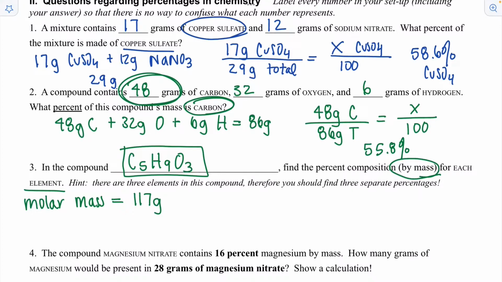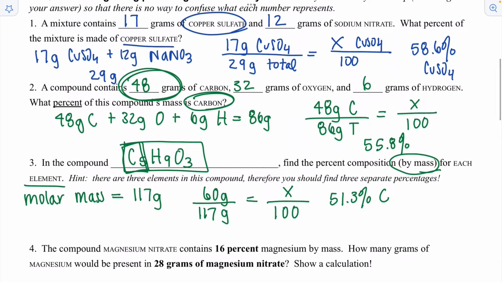The first element that we're going to do is carbon. If you add up all the carbon that we have, which is 5 carbon atoms, that is a total mass of 60 grams. 60 divided by 117, which is the total mass, is equal to x over 100. If you do this math, you'll end up with 51.3% carbon.